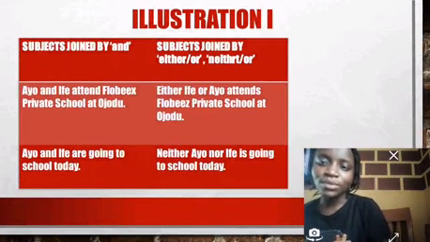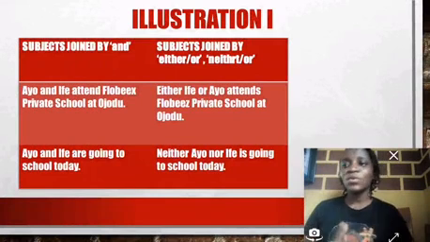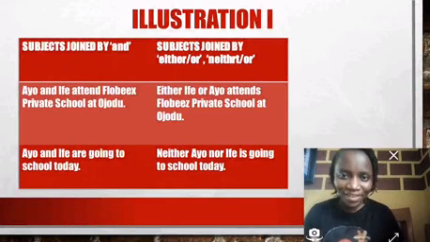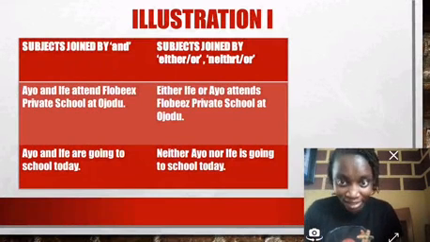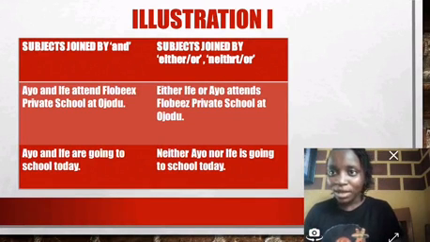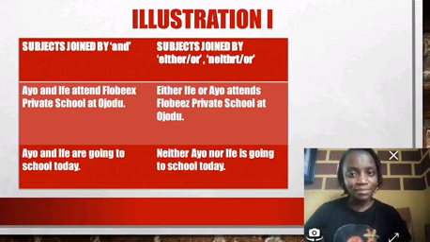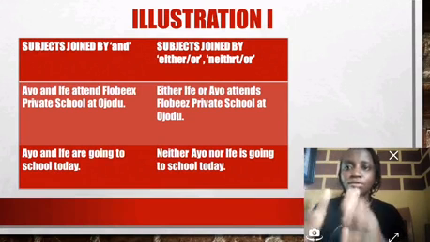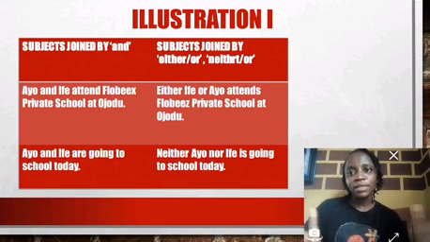Look at the other one. Ayo and Ife are going to school today. Not Ayo and Ife is going to school today. Is, we all know, is the singular verb form. Why are? Alright. Now, subjects joined by either or, neither nor.